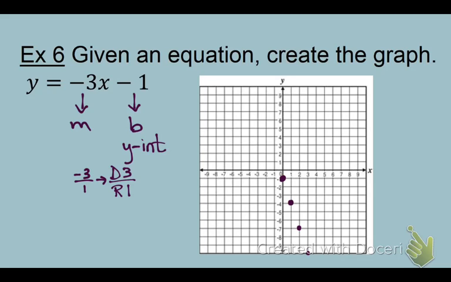What if I wanted points off to the left? Create a line using a straight edge, and make sure you put arrows along that line.